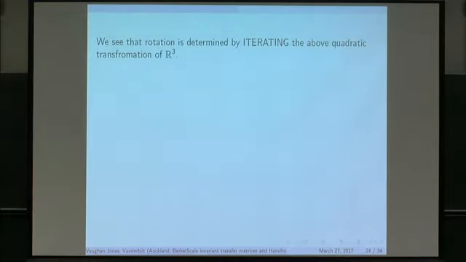We see that this rotation is determined by iterating. The lesson of it all is we simply iterate the above dynamical system, the quadratic dynamical system, and see what happens. And that will give us the infinitesimal rotation. Okay, so let's see what happens.